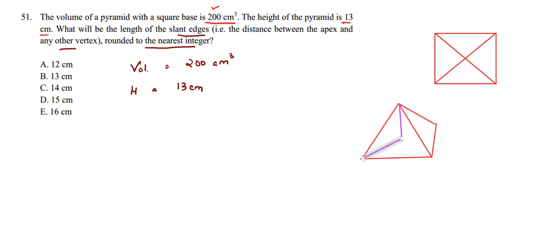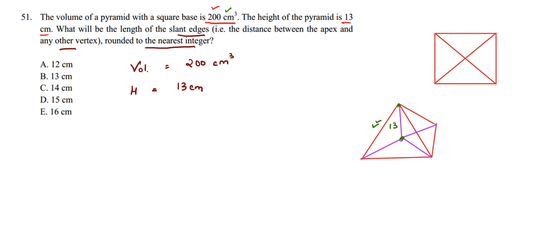I have drawn the diagonal in this square diagram. These are the lines from the center of the square to the edges. This distance has been given, that is 13 centimeter, from this point, the apex, to the center of the square. We have been given the volume to be 200 and height is 13. So we need to find the length of this slant height.